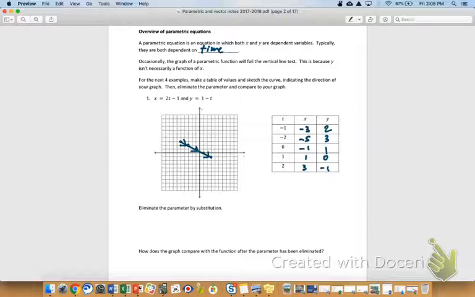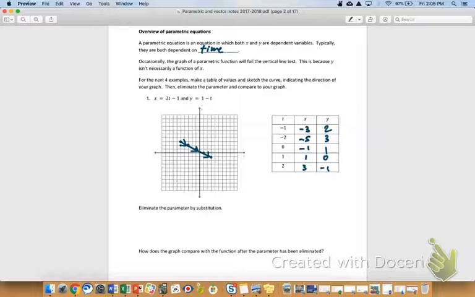Another thing that's interesting about this one is it looks very linear, does it not? It looks like it could be a line. So one thing we could do to confirm or deny this is to put this into a more familiar form. This is not something that will always work, but in this case it will, and that's called eliminating the parameter. The way you eliminate the parameter is to use substitution.